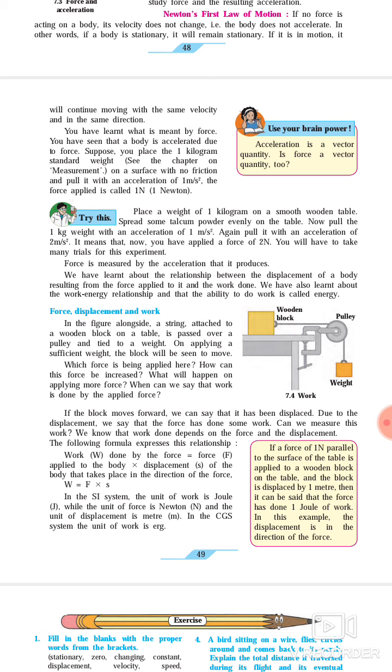Work का formula है force into displacement. If you want to calculate any kind of work, you just have to multiply the amount of force you have applied by its displacement. आपने कितना force apply किया और वो कितना movement हुआ है उसको आपको multiply करना है, then you will get the work. इन द एसआई सिस्टम द यूनिट ऑफ वर्क इज जूल. वर्क का यूनिट जूल है और फोर्स का यूनिट न्यूटन है और डिस्प्लेसमेंट का यूनिट मीटर है. जबकि सीजीएस सिस्टम के अकॉर्डिंग वर्क का यूनिट होता है अर्ज.